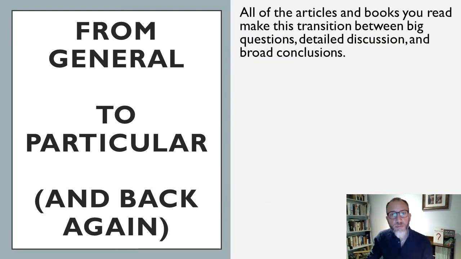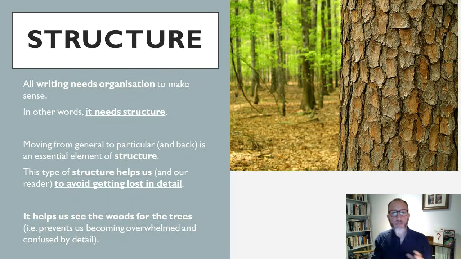So moving from the general to the particular and back again is part of this heartbeat of how analysis tends to work. All of the articles and books that you read will be structured in some way like that. Almost anything you read and everything that you write will be structured in some way like this. So let's think then a little bit more about structure. What is this? Well, all writing needs organisation if it's going to make sense. It needs structure. And moving from the general to the particular and back is the essential element of structure for us in the humanities at university level.